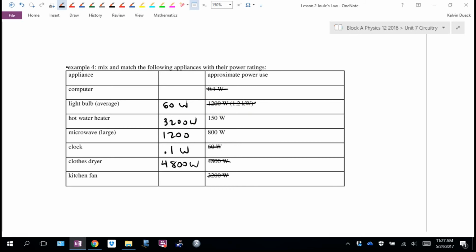Kitchen fan. Yeah, they don't throw off much heat. Computer, about 800 watts. Okay. If you wanted to, you could figure out how many amps each of these use if they're plugged into a standard 120 volt outlet.